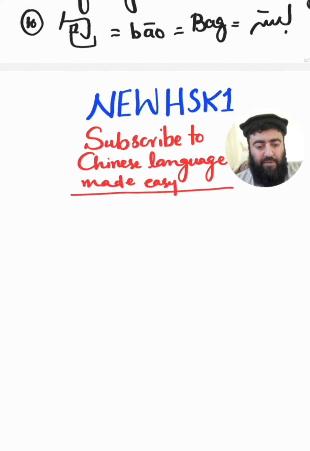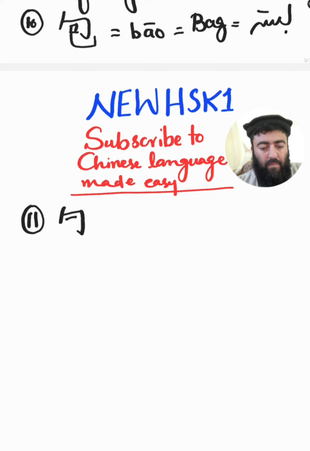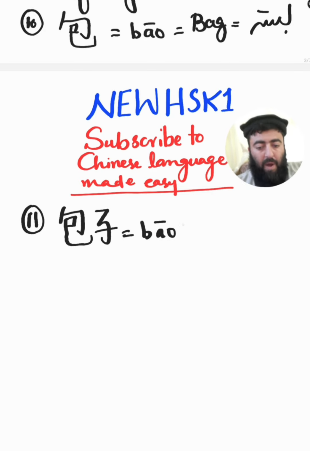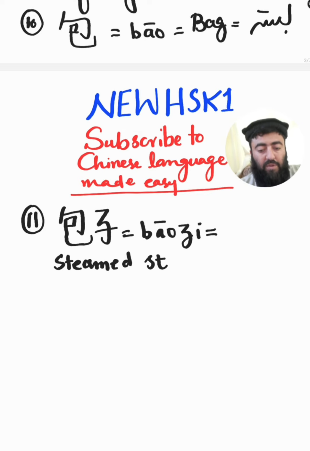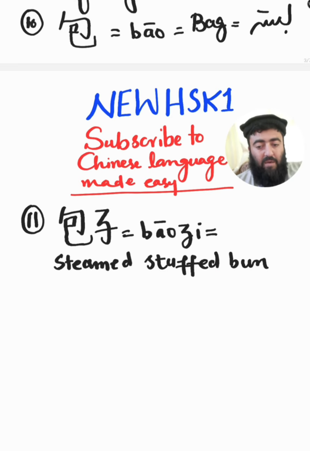Word number 11 is bāozi. 包子 is a steamed, stuffed bun. So it's a type of cake which is filled with sweet and savory ingredients. It is a kind of cake that Chinese people eat, filled with sweet and spicy stuffing, and it is called baozi. It is very famous in China and many people in China eat it.